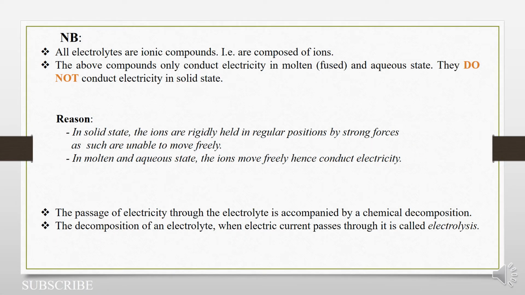NB. All electrolytes are ionic compounds. We shall see why they are ionic compounds. Obviously, it's because in solution or in liquid form, it's ions which will conduct electricity, so they have to be composed of ions. The above compounds only conduct electricity in molten, sometimes called fused, and aqueous state. At least we have already emphasized that.